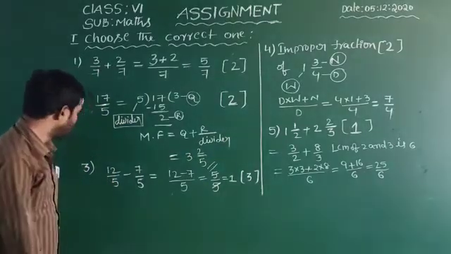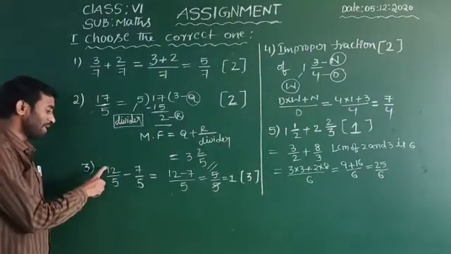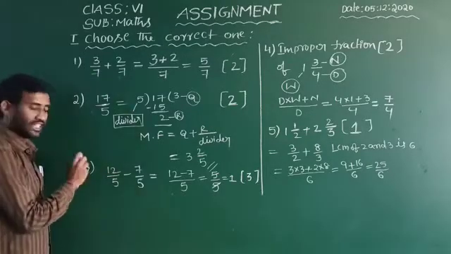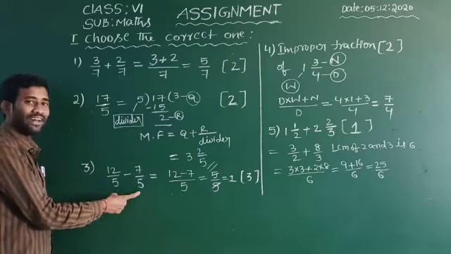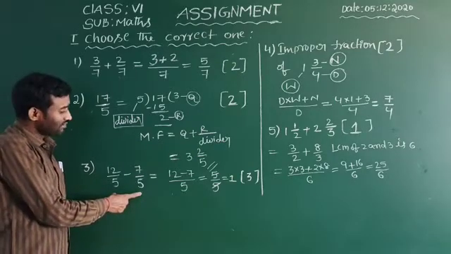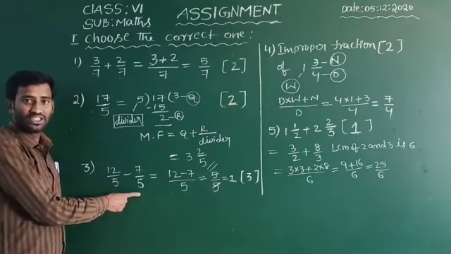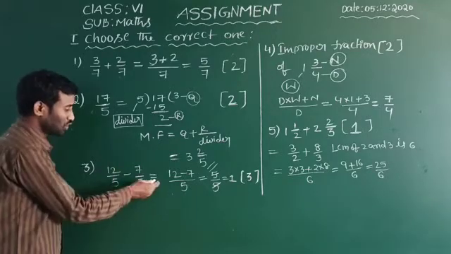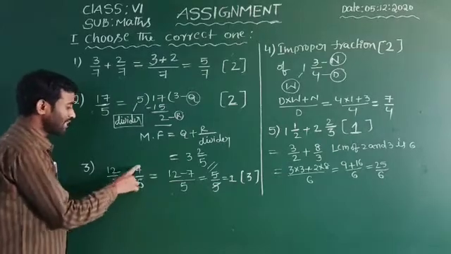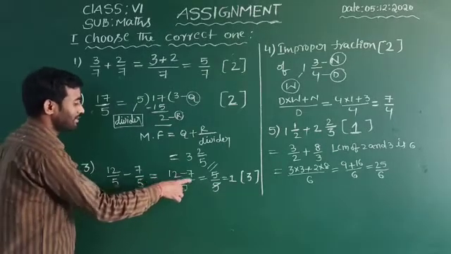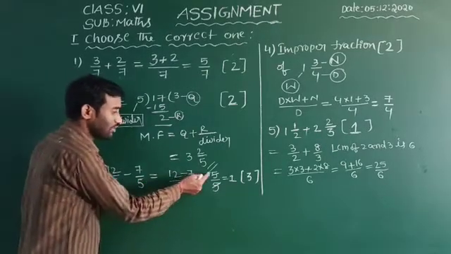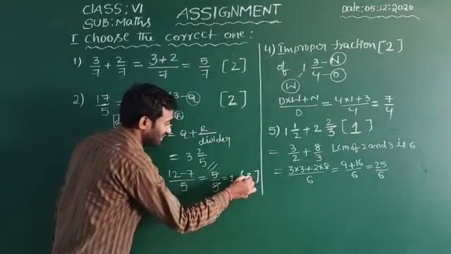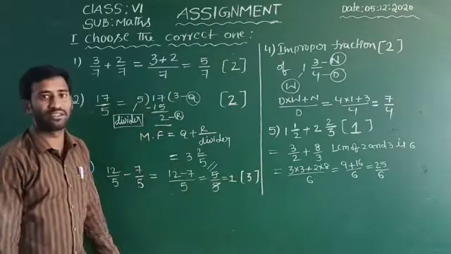After that, question number 3 is 12 by 5 minus 7 by 5. As in the first question, these two are again like fractions. For addition or subtraction of like fractions, we just add or subtract the numerators. So 12 by 5 minus 7 by 5 equals 12 minus 7 by 5. 12 minus 7 equals 5, 5 by 5 is equal to 1. So option 3 is the correct option from the given options.